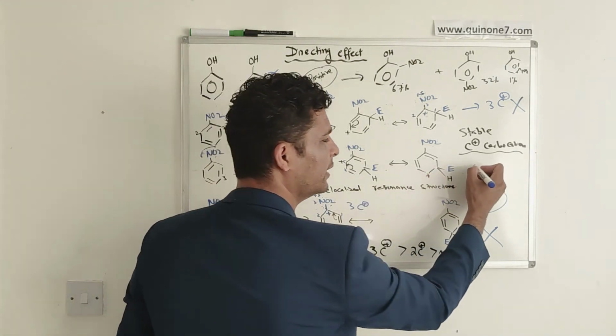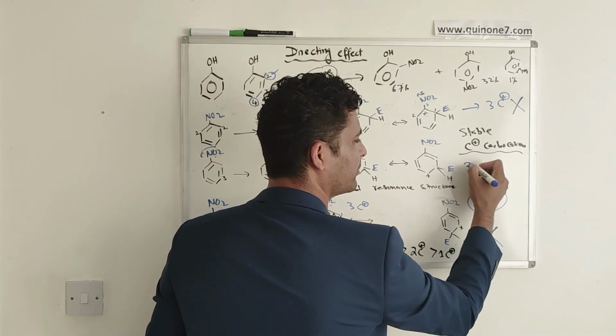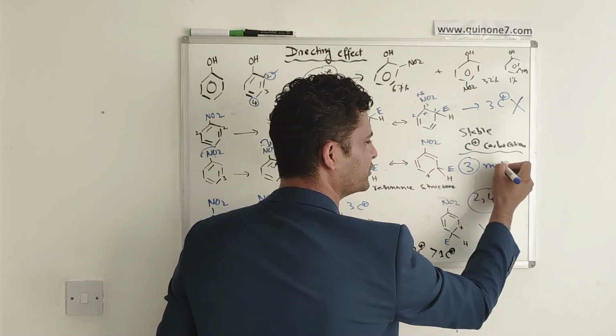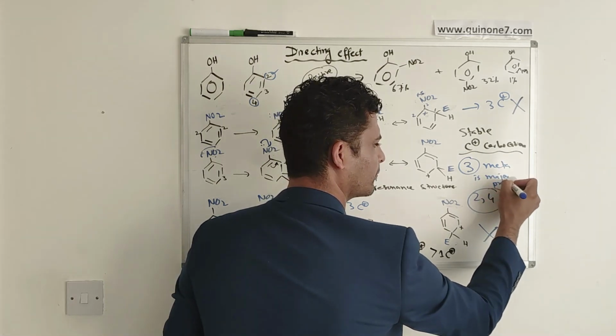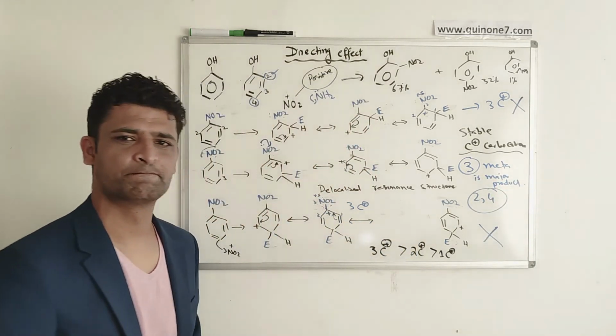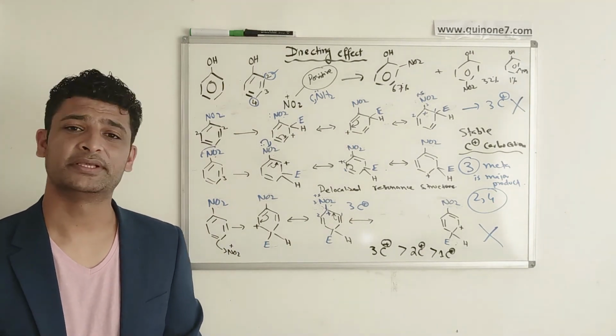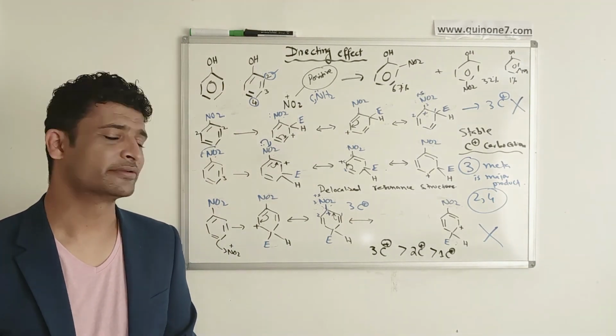So in this case, the number 3 position, or meta position, is the major product. And this is basically how you explain the directing effect.